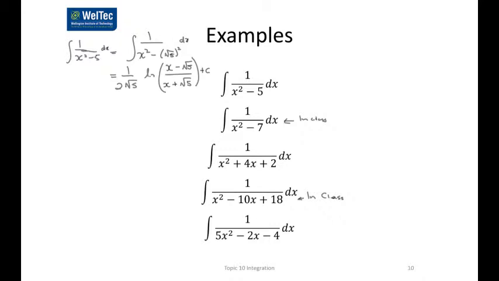The third one on the list there, again, we just have to force it to fit a pattern. So it's 1 over x squared plus 4x plus 2. And by completing the square, we can rewrite it as x plus 2 squared minus 2. Some of you may need to go over completing the square. Just look it up in the index.